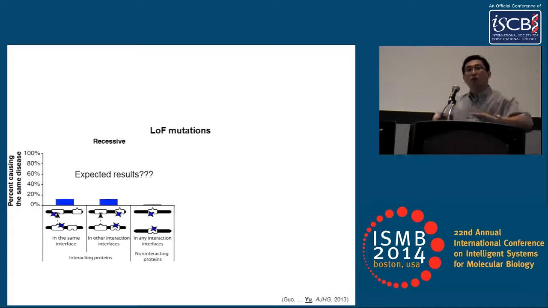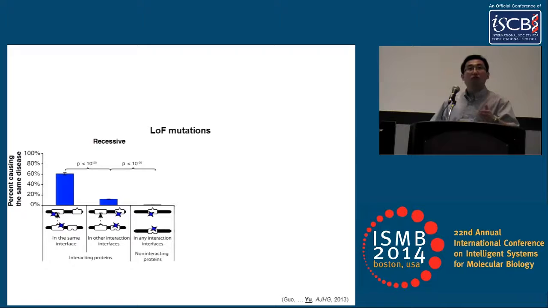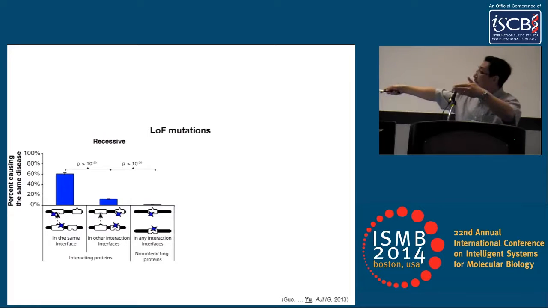Really, you should have no positional effects if the vast majority of LOF mutations are truly complete loss of function leading to no protein product, right? But the result, again, is a surprise. We found even for these so-called LOF mutations, over 60% of them, if they're on or before the corresponding binding interface on the interacting protein, will cause the same disease, versus less than about 15% if they're elsewhere on the protein, right? Showing a very strong positional effect.